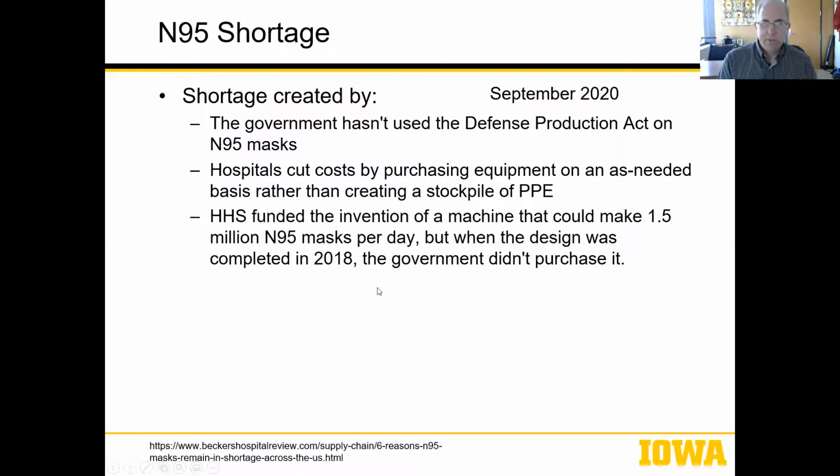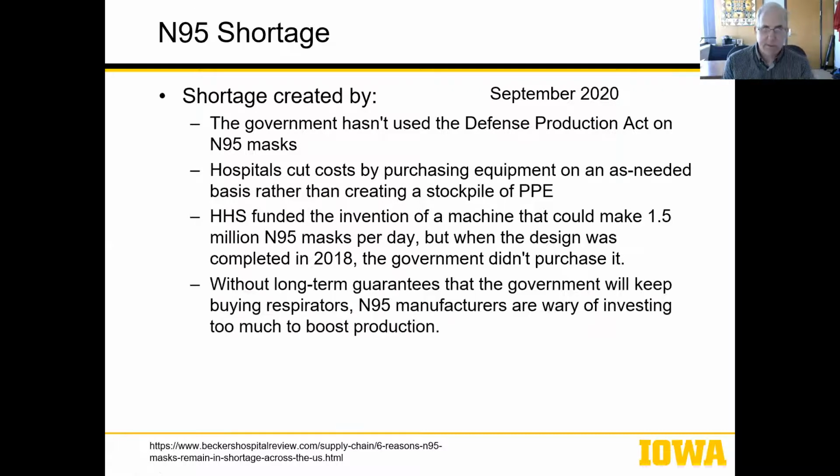Apparently, Health and Human Services funded the invention of a machine that can make 1.5 million N95s per day. But then the design, when it was completed, the government didn't purchase it. I've never heard of that one. That's what they're saying here.